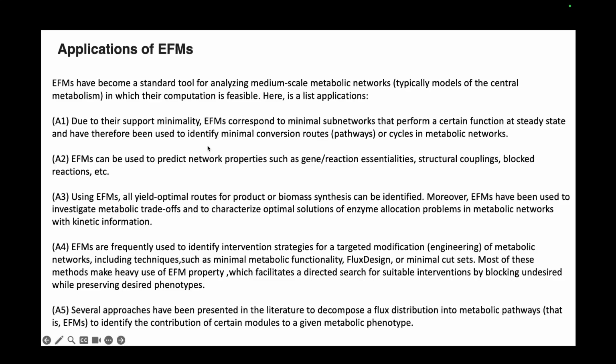Due to their support minimality, EFMs correspond to minimal subnetworks that can perform a certain function at steady state and therefore have been used to identify minimal conversion routes or cycles in metabolic networks.